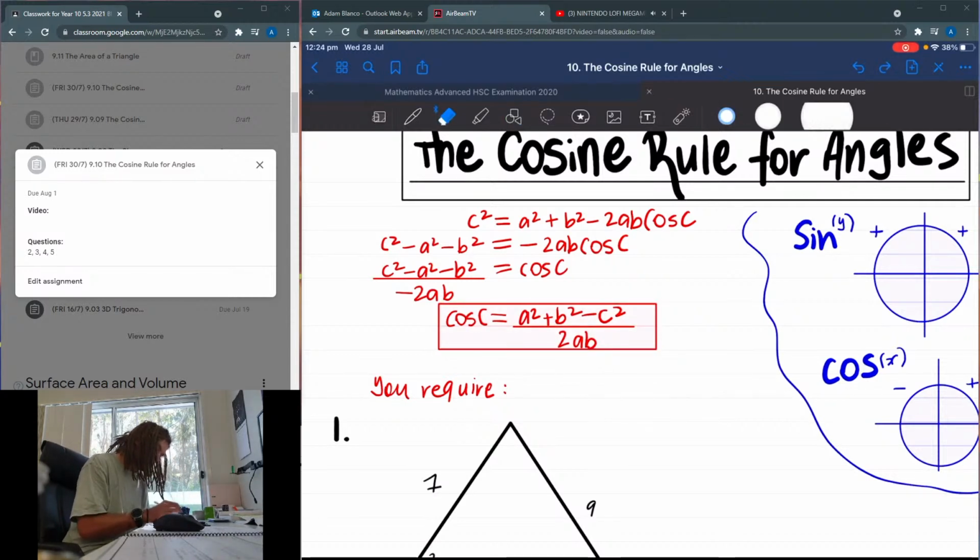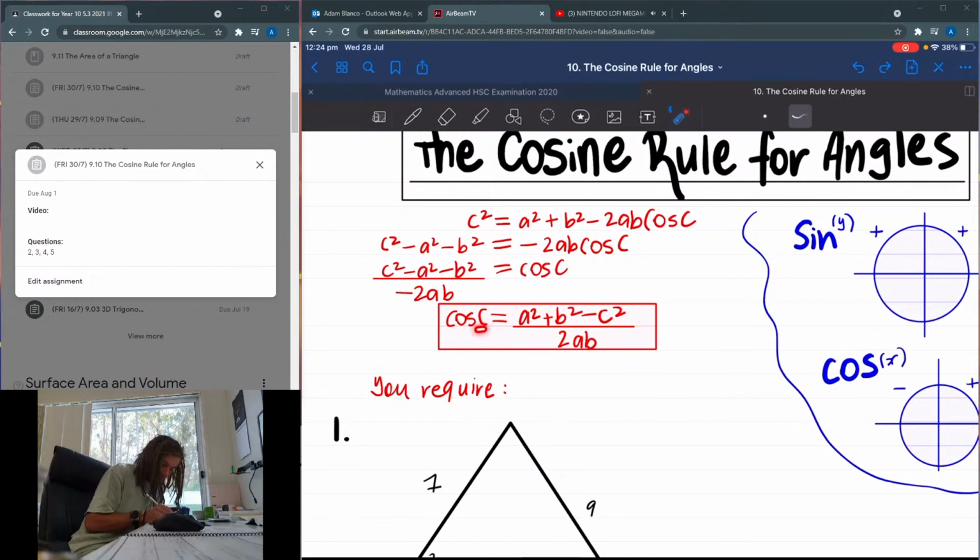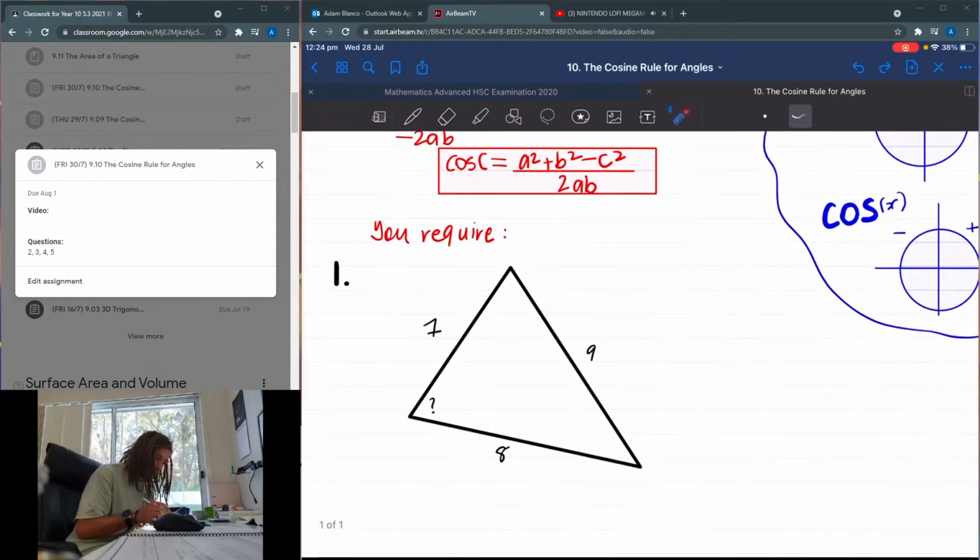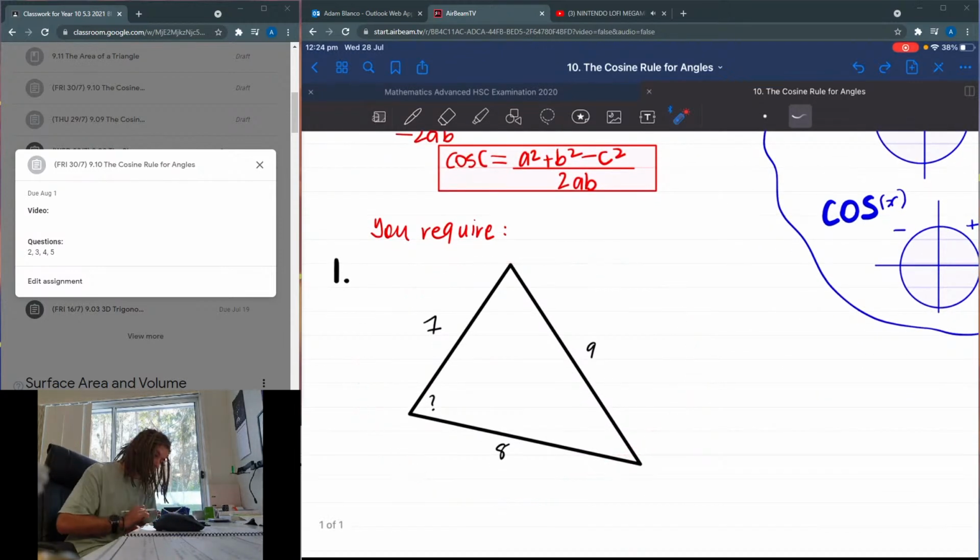Maybe I'll leave it highlighted. Have a think about this. I'm looking for an angle, but in order to use my equation, I need a, b, and c. So I need all of my sides.